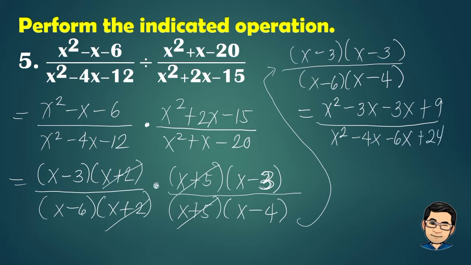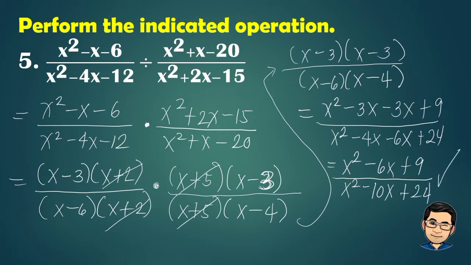So our final answer will be x squared, combine like terms, negative 3x, negative 3x, negative 6x, plus 9, all over, negative 4x and negative 6x, i-combine. So, magiging x squared minus 10x plus 24. So, this is our final answer.